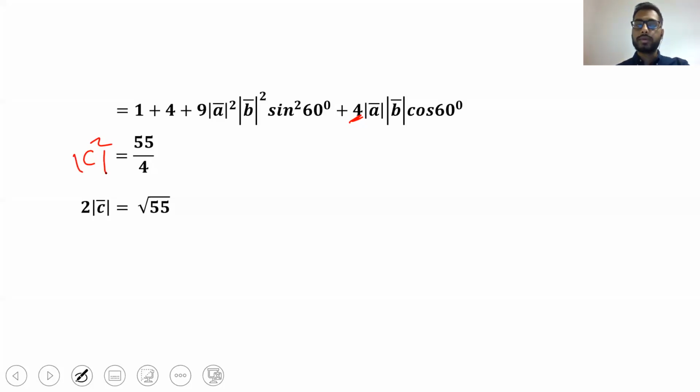What I want is just magnitude of C. So taking square roots, magnitude of C is equal to root 55 by 2. Shift 2 to other side. Also, we are considering magnitude, so only positive side is considered. We don't have minus sign in this.